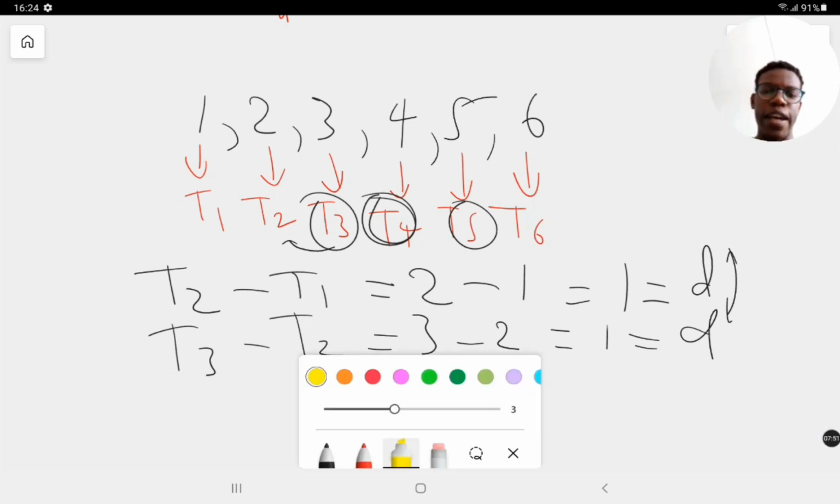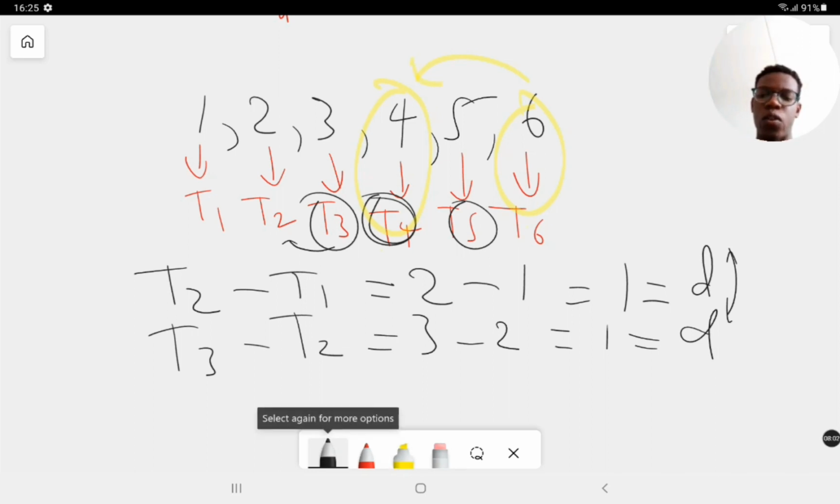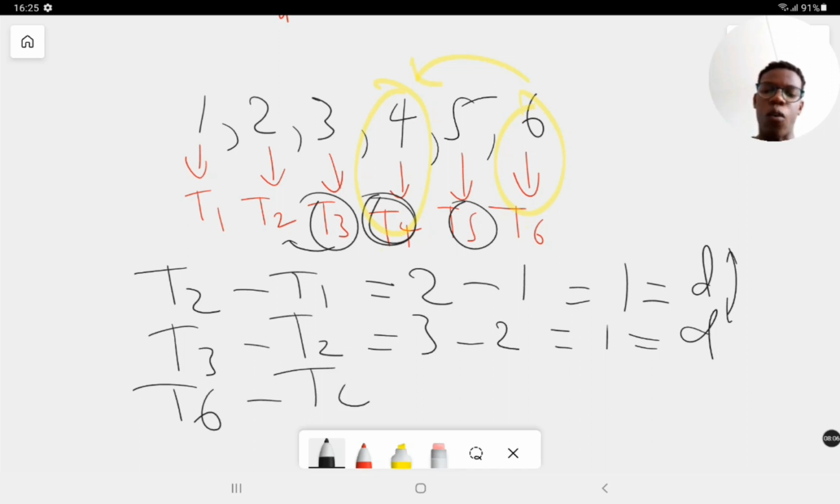If you look at T6 and you look at T4, what is T6 minus T4? I'm looking at these two here. T6 minus T4, right? So T6 minus T4 is equal to 6 minus 4, and that's going to give you 2.